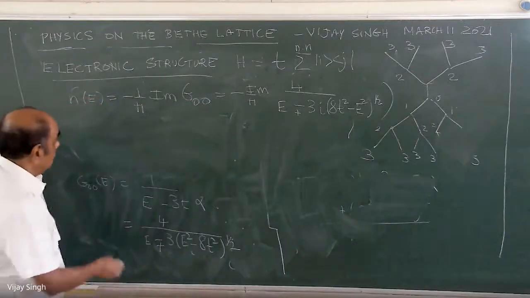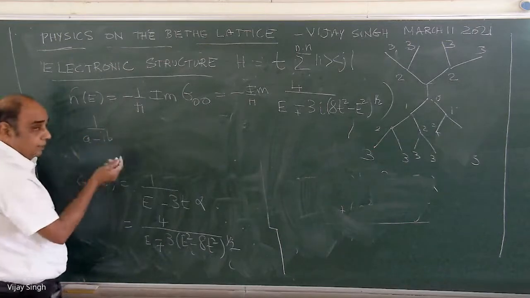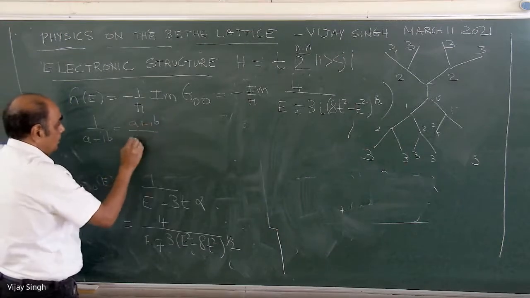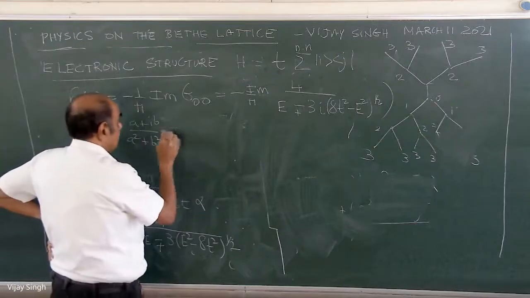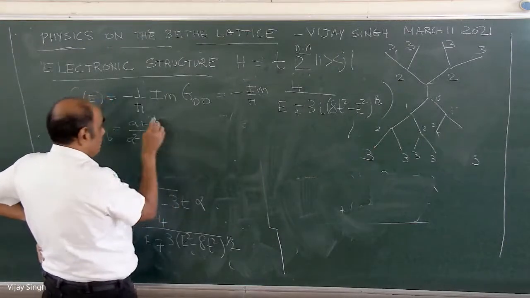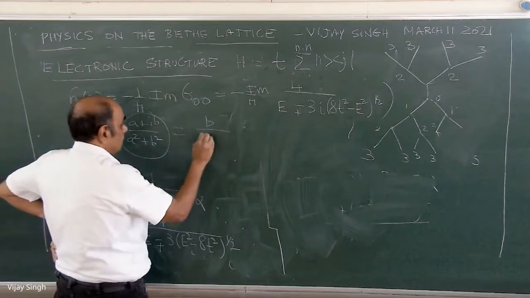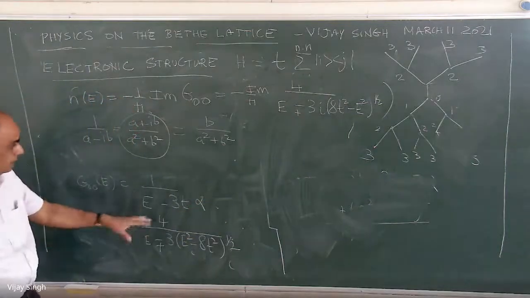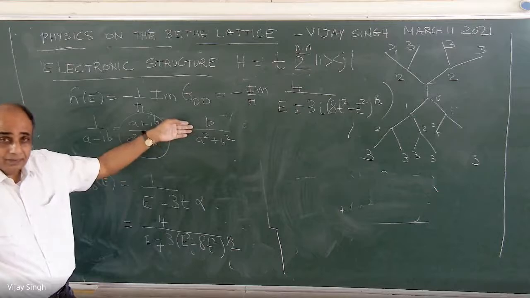Now, all that you have to do is something like this. If you have A minus iB or something, you write it as A plus iB over A square plus B square. Okay? And the imaginary part, if I'm looking for the imaginary part of this, is simply B over A square. Keep both signs until the end and choose the one which will give you a positive semi-definite density of states.